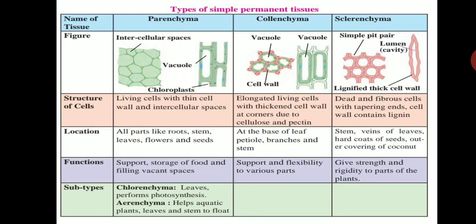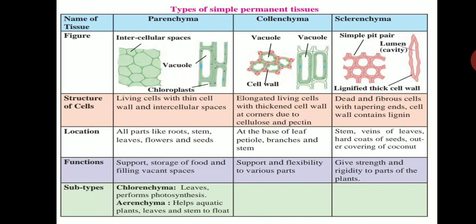So what is the main difference between meristematic tissue and permanent tissue? Meristematic tissues are present at the growing points of the plant, and permanent tissues are formed when the cells which are formed by the division of the meristematic tissue lose their ability to divide and they start to perform a specific function at a specific place.